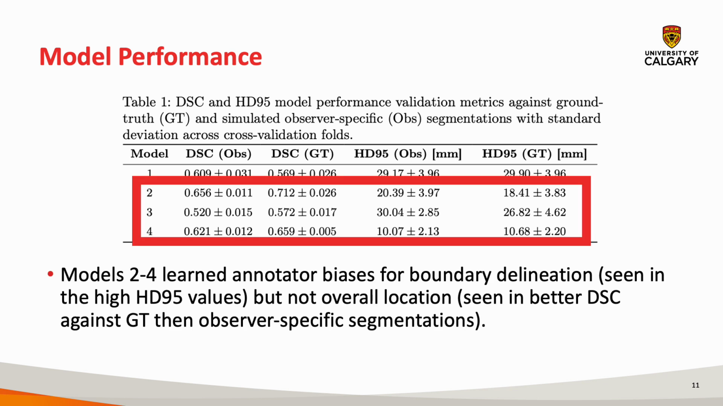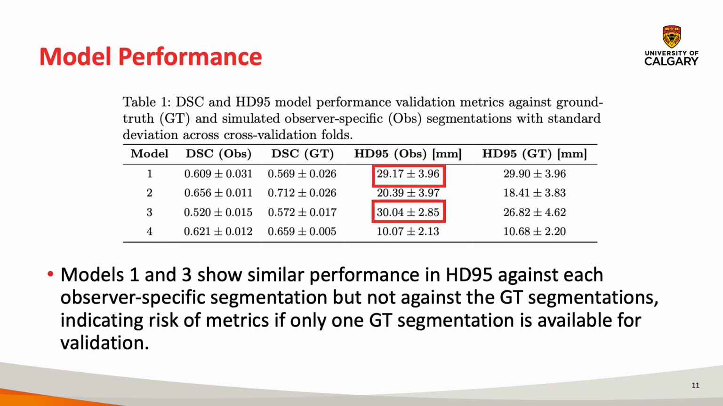Models 2 through 4 don't show the same pattern in terms of DICE score. They do perform better on the ground truth data. However, the HD95 values are still quite high, and so this indicates that while overall location annotator biases aren't being learned in these models, the specific boundary delineation annotator preferences are being learned. Additionally, models 1 and 3 show similar performance in HD95 values against each observer-specific segmentation, but when we look at the ground truth segmentations, we see that there's a bigger gap here, and this indicates the risk of using these model performance metrics if only one ground truth segmentation is available for validation.